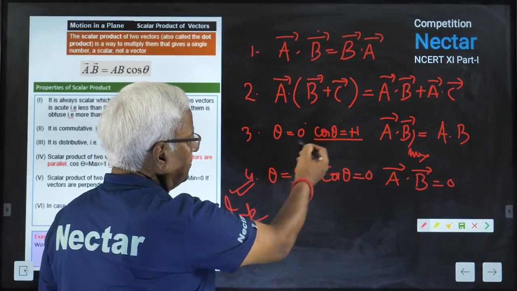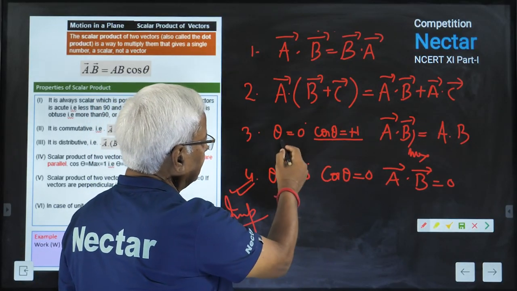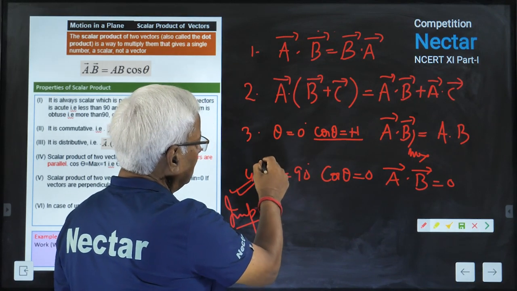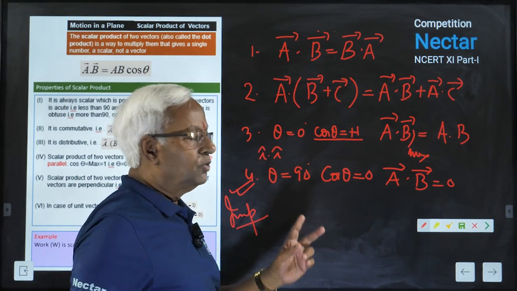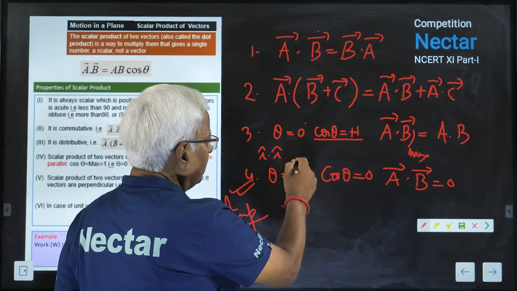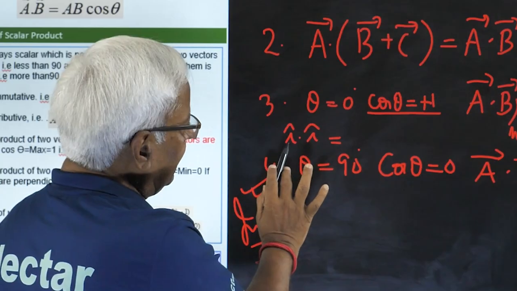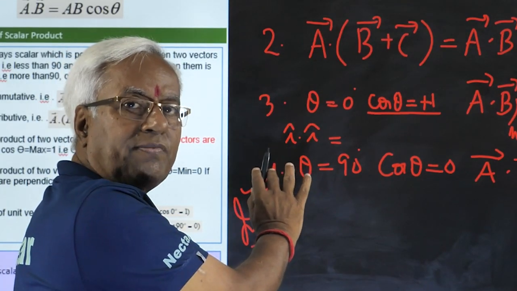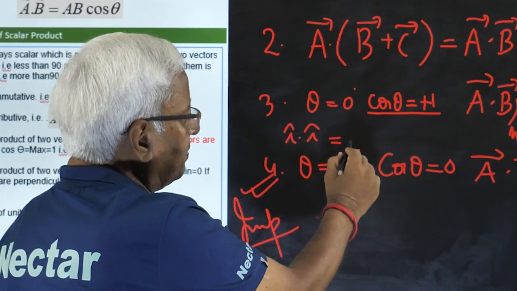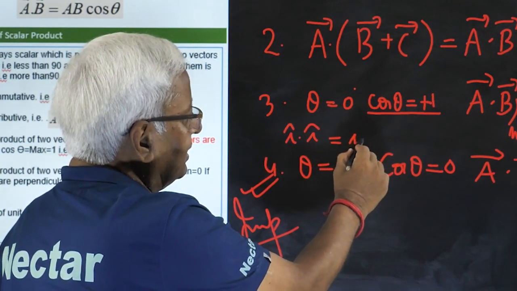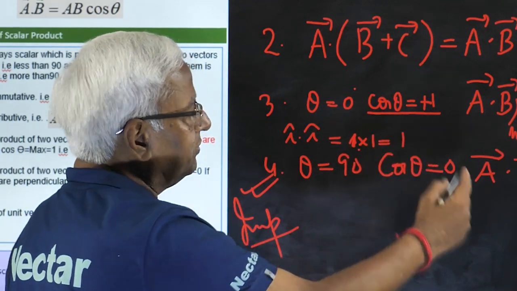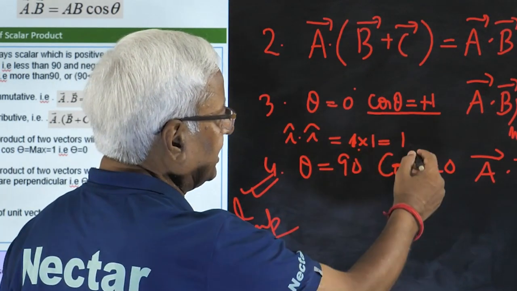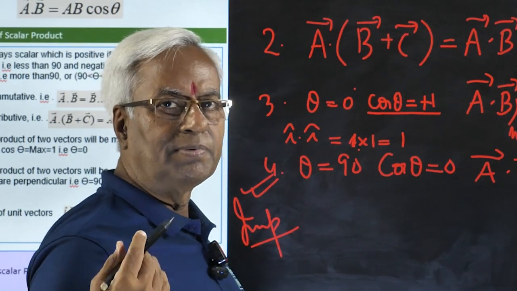Now these two cases can be applied. Here it was theta 0. You could write i dot i. Both are unit vectors, with value 1. So A dot B will be i dot i, that means 1 into 1, that is 1. Similarly, j dot j will be 1, and k dot k will be 1.